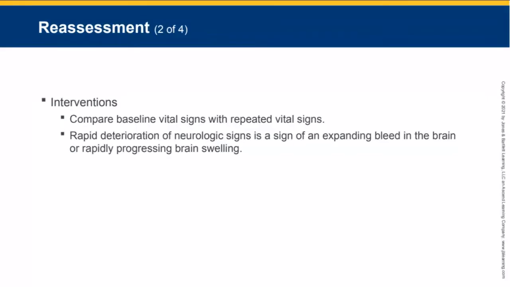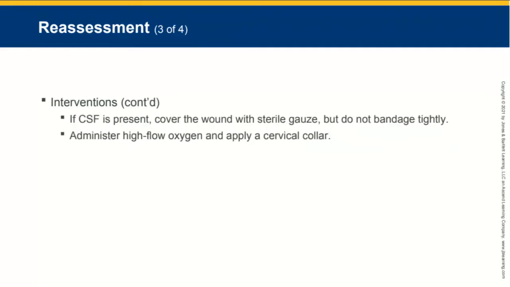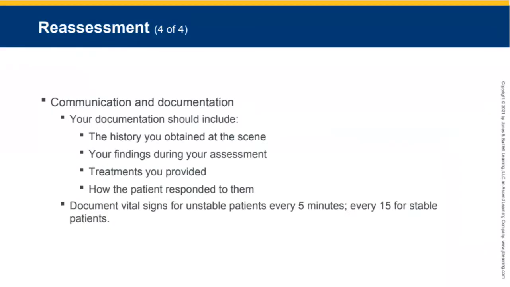So interventions, compare baseline vital signs with repeated vital signs. Rapid deterioration of neurologic signs is a sign of an expanding bleed in the brain or rapidly progressing brain swelling. If CSF is present, cover the wound with a sterile gauze, but do not bandage tightly. Administer high flow oxygen, apply a cervical collar.